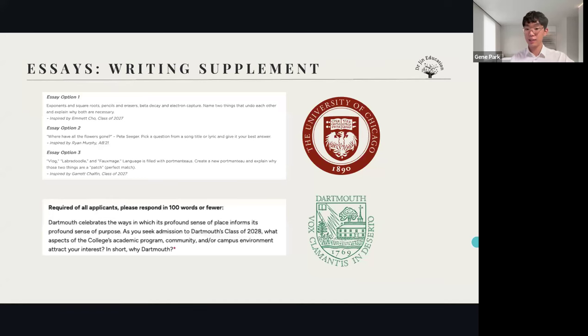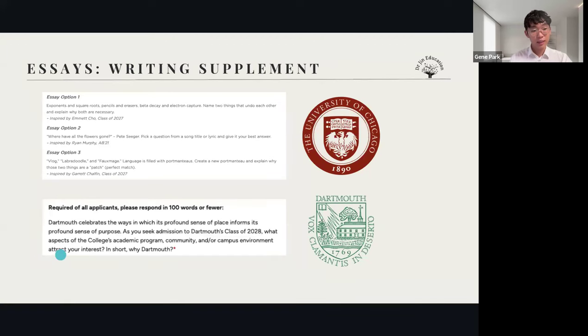And in addition to that, in the supplemental section, if it's a selective school, it's almost a guarantee, you'll almost always have a why us essay. Now, for example, this is the one that you are confronted with when you add Dartmouth College to your Common App and you go to the supplemental writing section. This is required of all applicants in 100 words or fewer, which is not a lot, by the way.